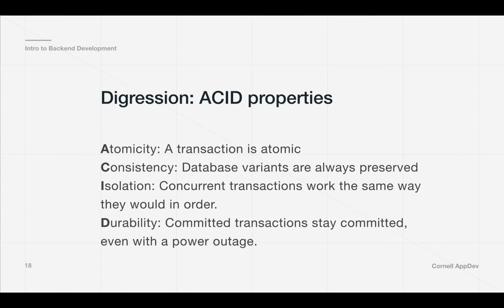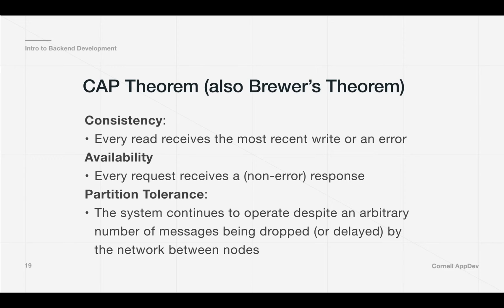Okay, so with regards to NoSQL databases, there's this thing called the CAP theorem, also called Brewer's theorem. There are three properties that it talks about. So there's consistency. If you write to a server, then every read that follows that write should either receive that most recent write or it should get an error.